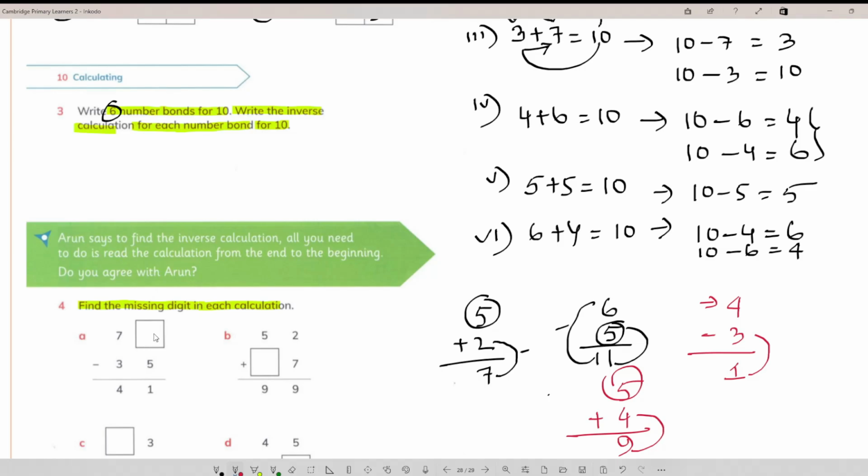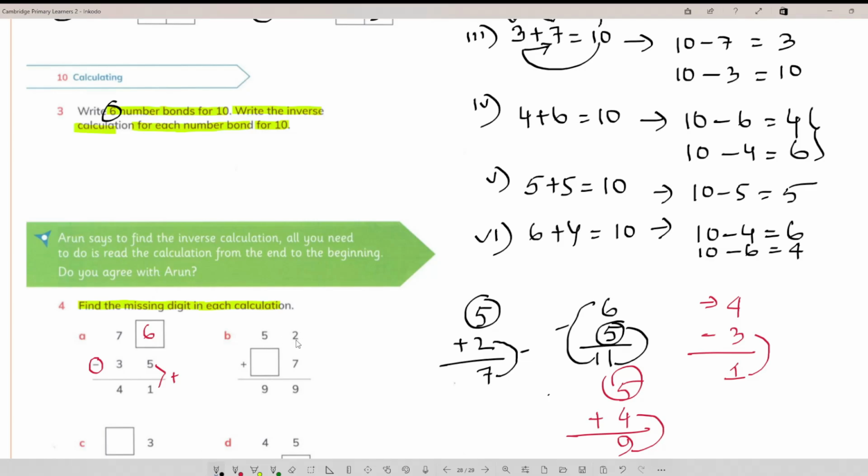7 blank minus 35. So what will we put in here? Look, here is minus. It means 5 plus 1 is 6. So it means 6 minus 5 is 1. Similarly, 7 minus 3 is 4. Next one.